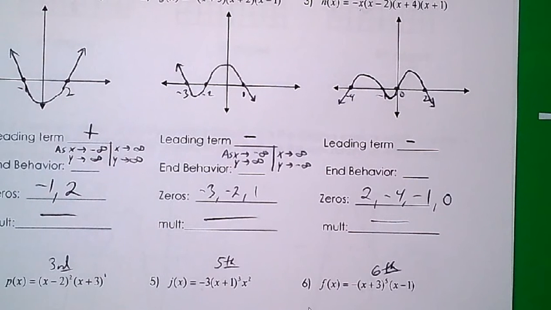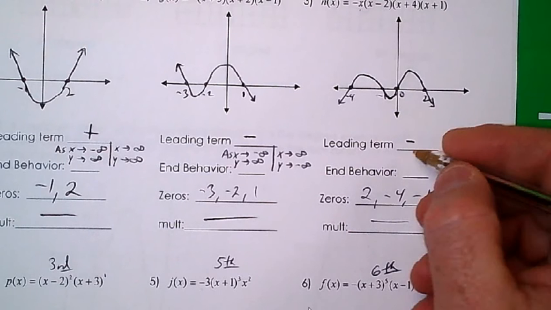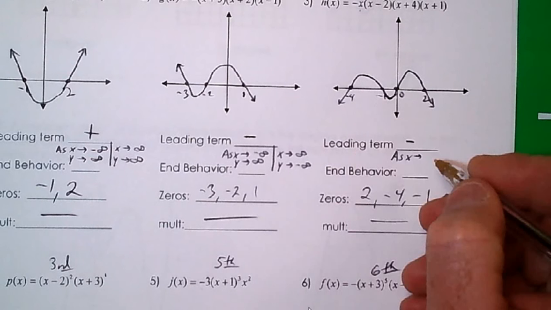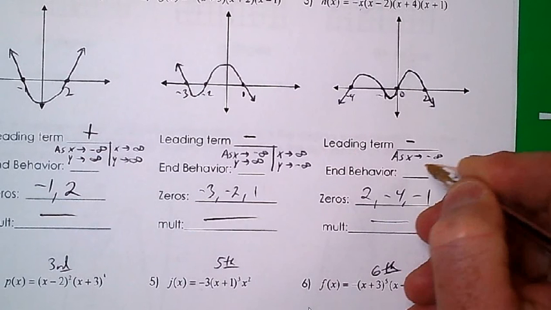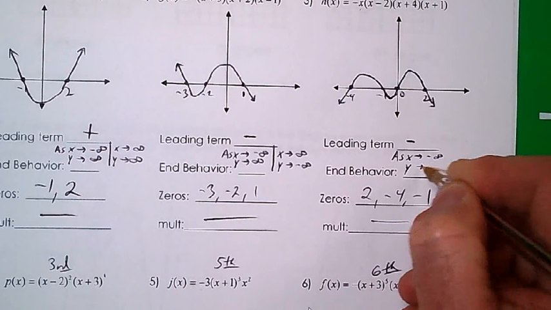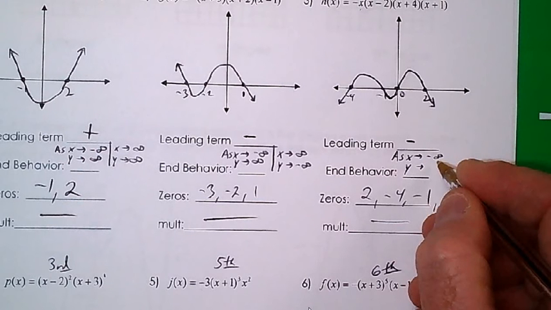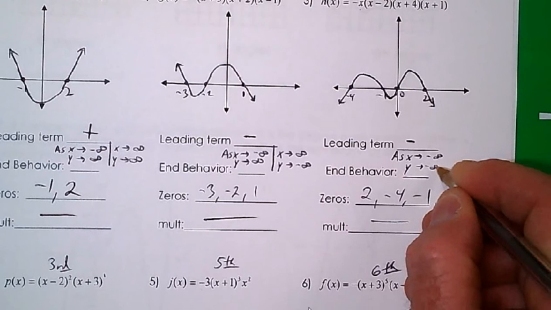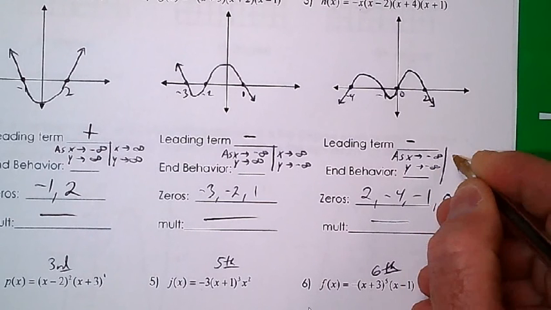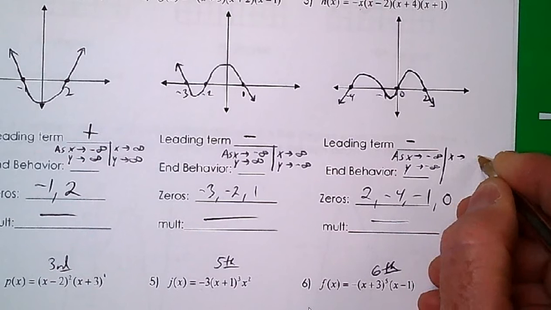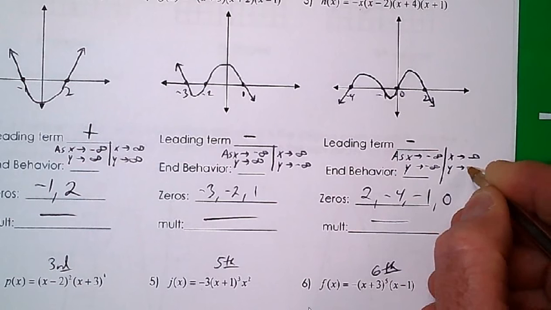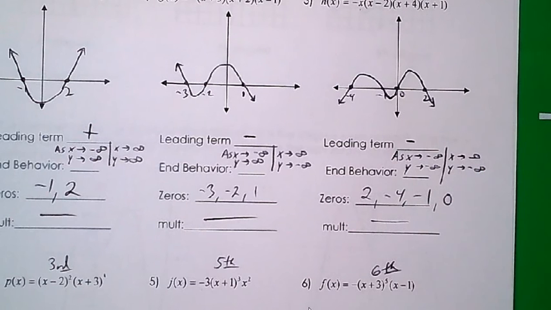All right, end behavior. As x approaches negative infinity, because I'll go to the left first, y approaches what? What's the y value doing? Going down to negative infinity. As x approaches positive infinity, what is the y value doing? Negative infinity. Okay? So far so good. All right, let's go on to number 4.